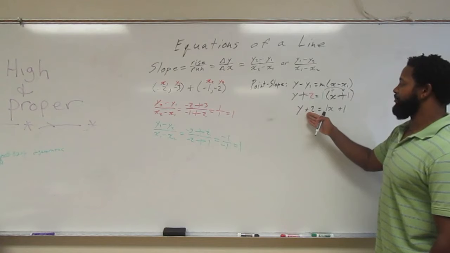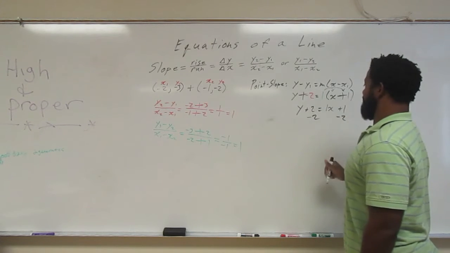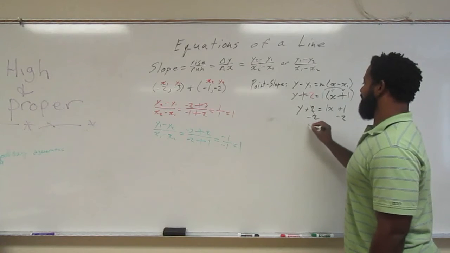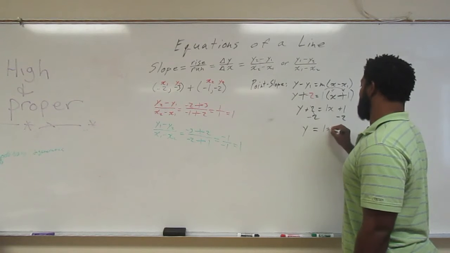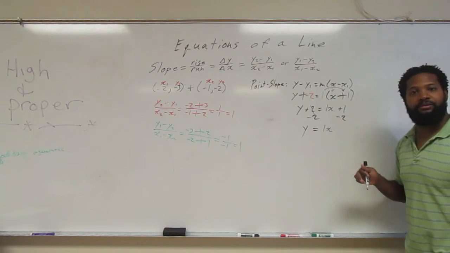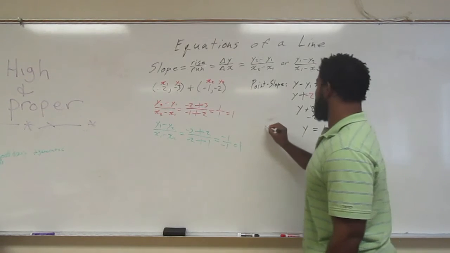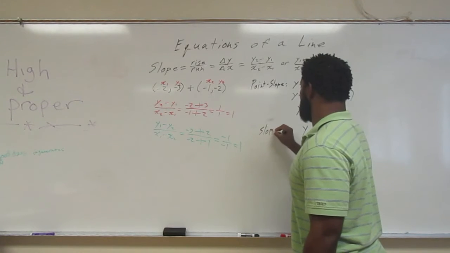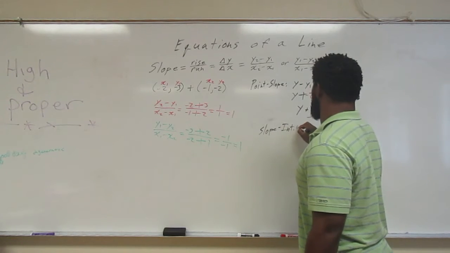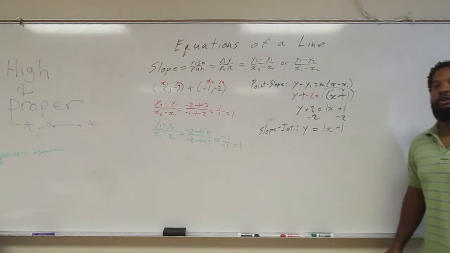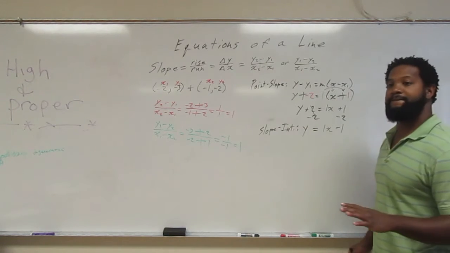Now, let's subtract this 2 to the other side, right? That cancels out. Y is equal to 1x. What's positive 1 minus 2? Negative 1. This is your slope intercept form. Okay? Slope intercept form. We good so far?